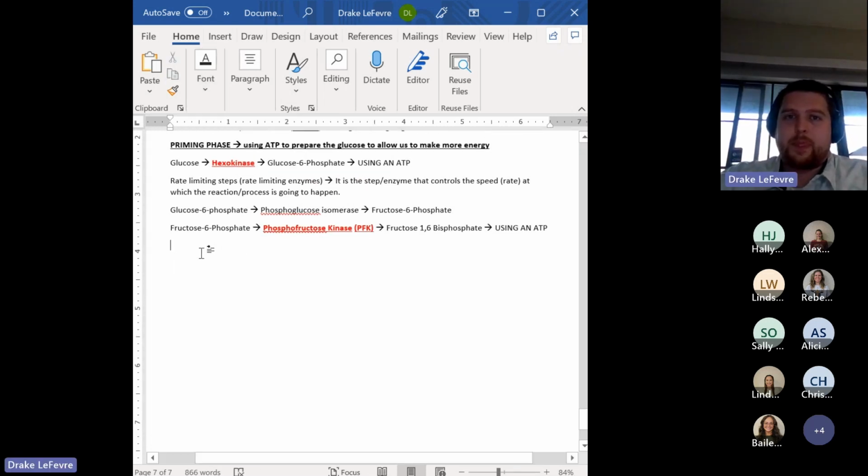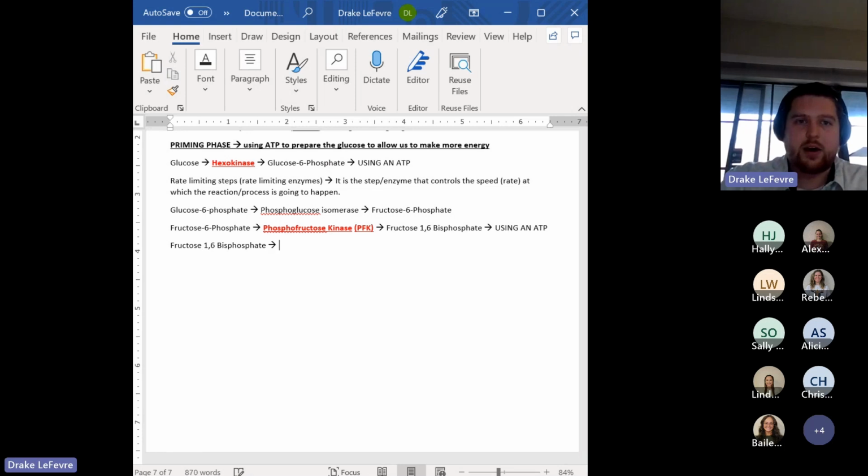Okay. So there's one more step that we consider, or technically two more steps that we consider as part of the priming phase. And that is the fructose 1,6-bisphosphate gets acted on by an aldolase.